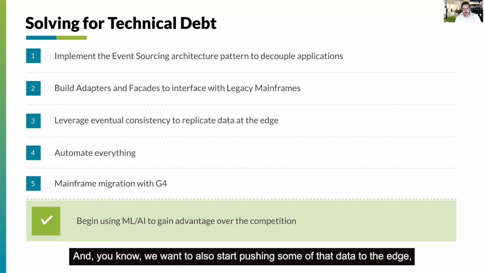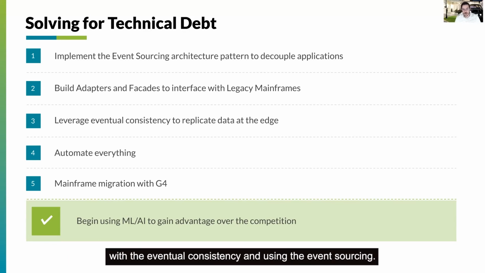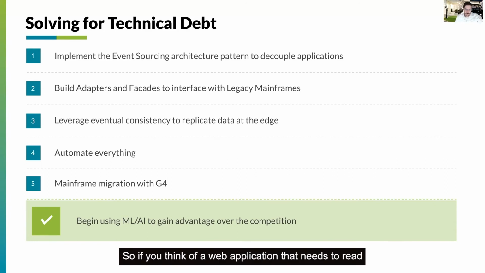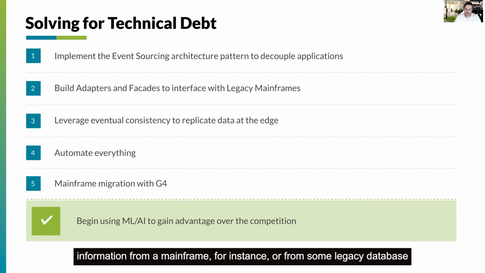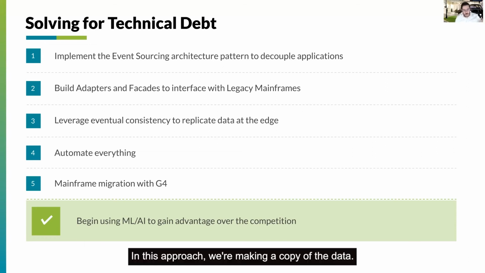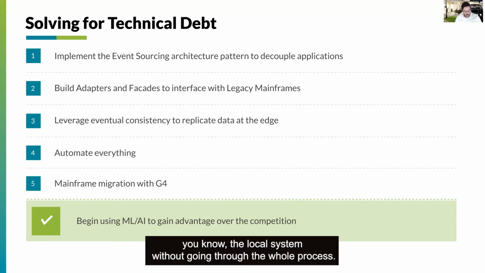We also want to start pushing some of that data to the edge. With eventual consistency and using event sourcing, we can now make copies of that data so that it's closer to your end users. If you think of a web application that needs to read information from a mainframe, for instance, or from some legacy database, in our typical approach we have to traverse the entire network. In this approach, we're making a copy of the data so it's eventually consistent at the edge, and we can just read that from the local system without going through the whole process.